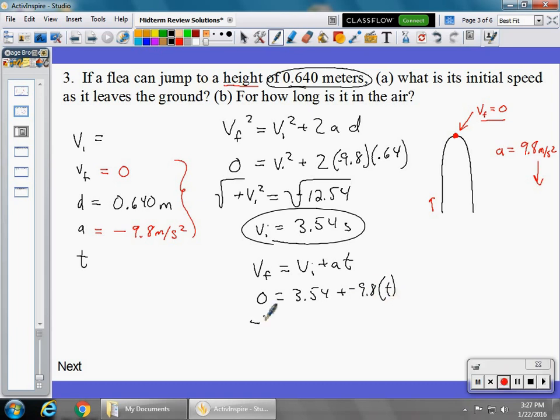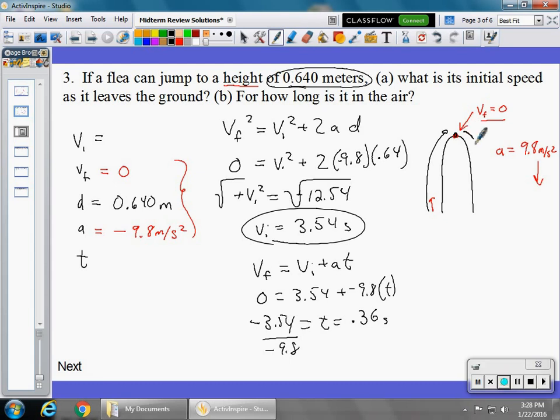That gives us negative 3.54 when I bring it to the left side of the equation, divided by negative 9.8, or a time of 0.36 seconds. But that's not the correct answer, because that's not how long it was in the air. The length of time it was in the air was to the top and back down. We're only doing half of the trip.